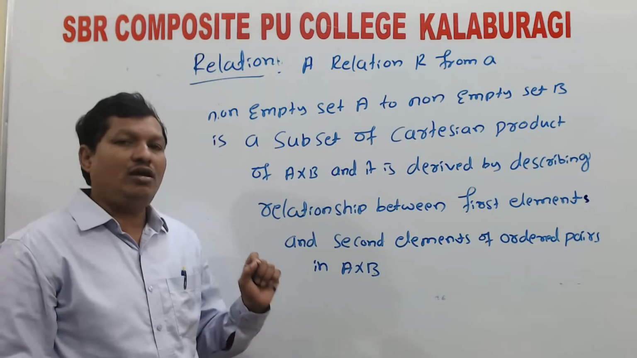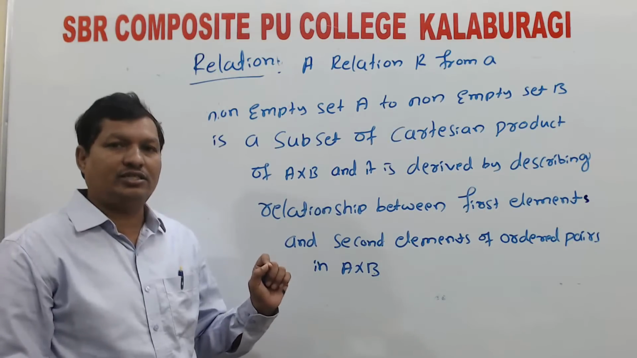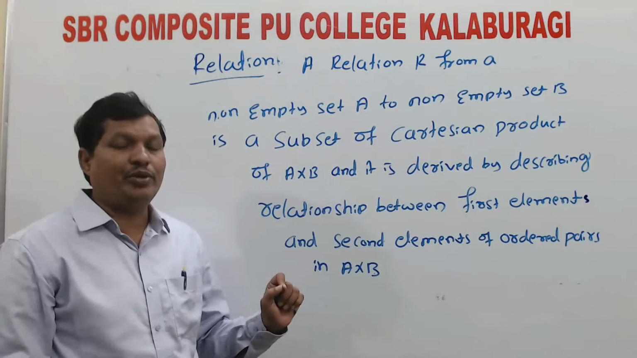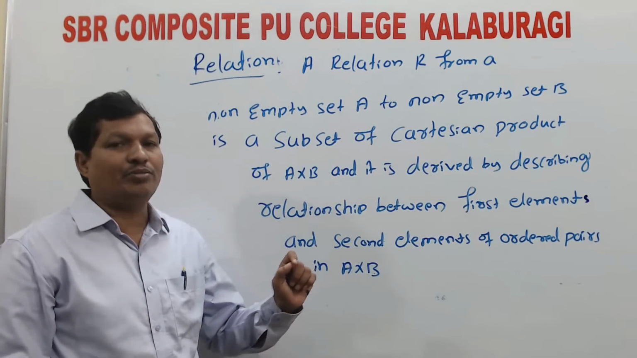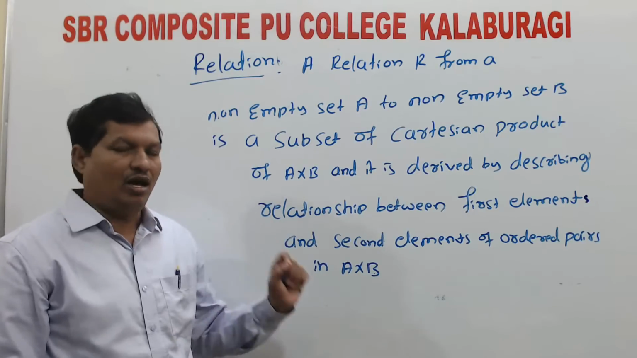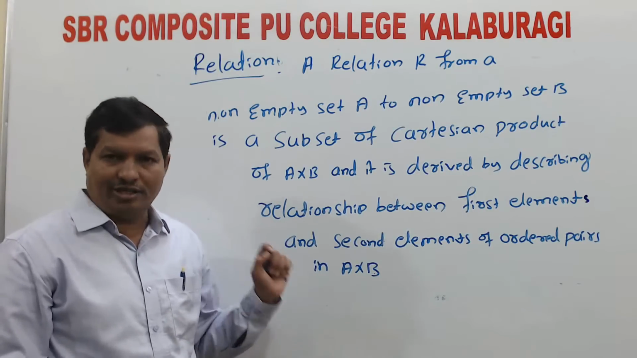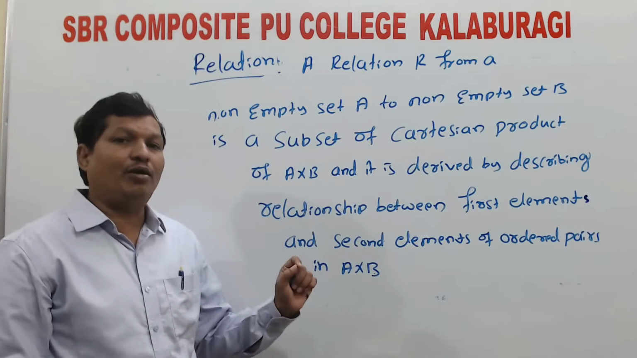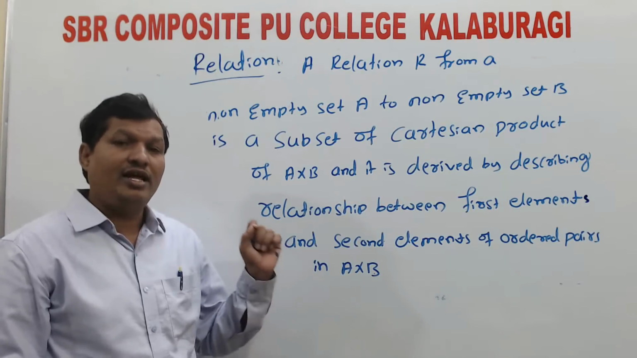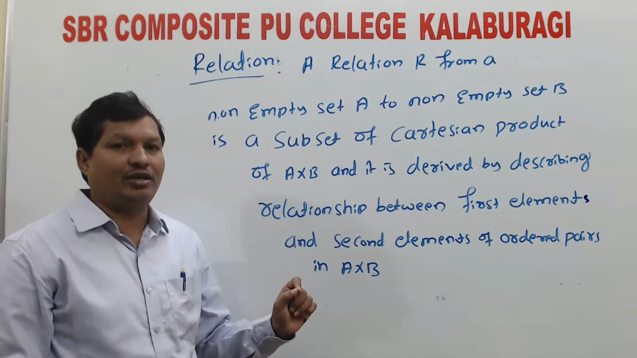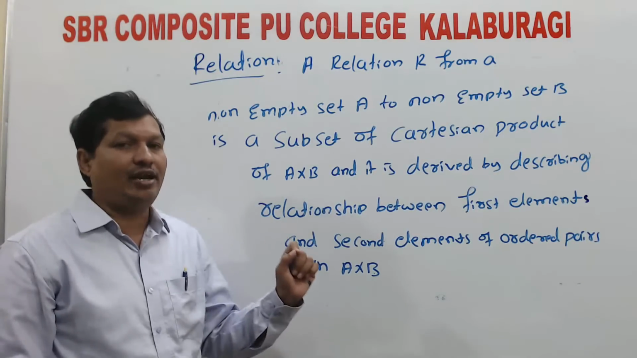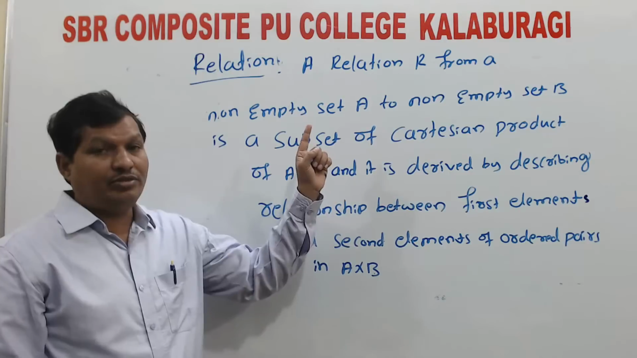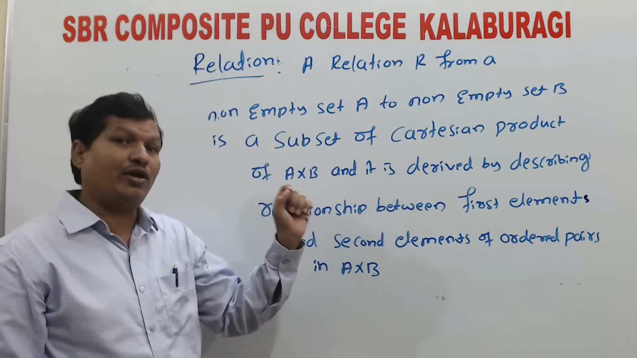You have to take all the ordered pairs from the set A cross B which have a common relation between the first and second element of the ordered pair. Very simple. R is a subset of the Cartesian product, so we have to take some of the elements from the Cartesian product that have a common relation between the first element and second element of the ordered pairs. You have to write all the elements of set A cross B which have a common relation.